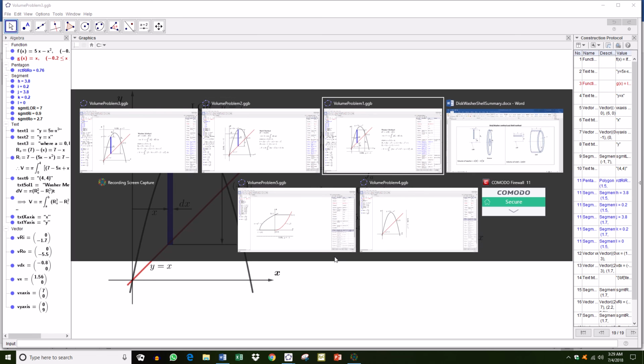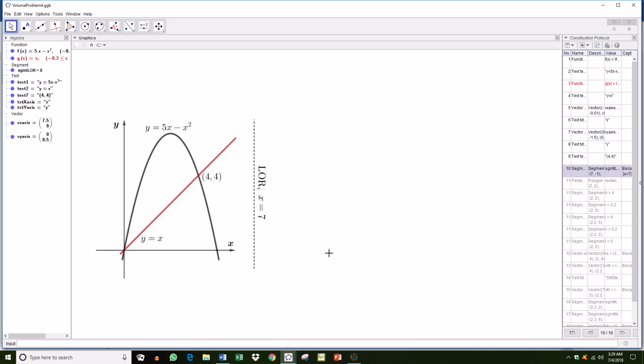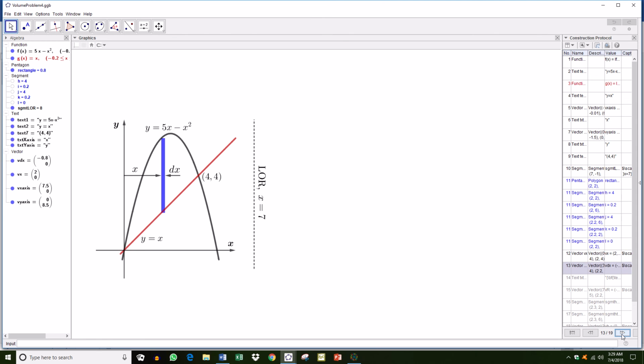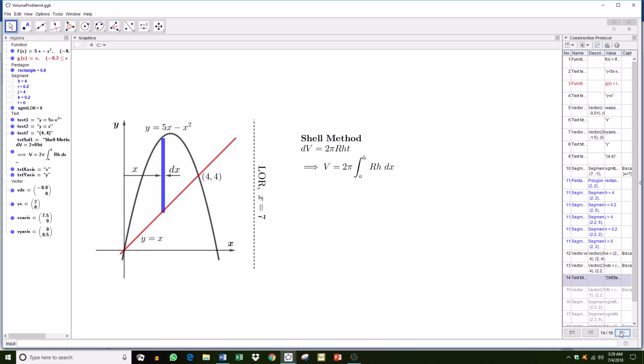Now I put the line of revolution over here on this side. First order of business is the rectangle, x and dx, deciding which method. The rectangle is parallel to the line of revolution, so shell. The formula is 2 pi r h t. We need to figure out what r, h, and t are, and we are done pretty much.